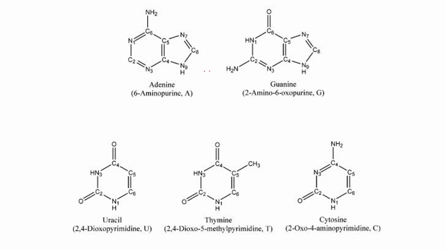We have adenine, guanine, uracil, thymine, and cytosine. So see, these two are purines and these three are pyrimidines. Purines have two ring system. A 6-membered ring is fused with a 5-membered ring, and pyrimidines have a single ring system.